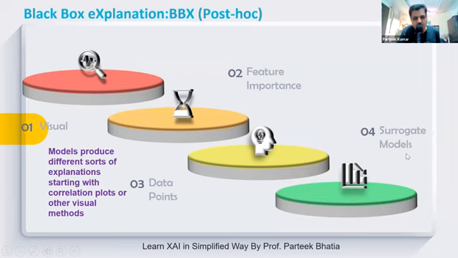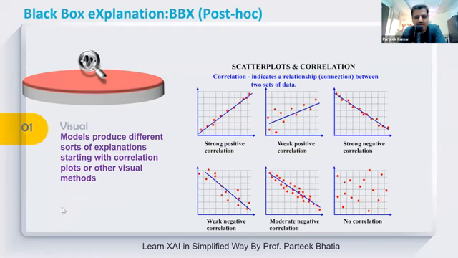So first is visual. What is visual? It's simple. It tries to provide some kind of correlation plots. It's just like exploratory data analysis, and it provides correlation plots to understand how our attributes visually interact with each other. In this, we create scatter plots and correlations using matplotlib and try to understand the correlation between different attributes. That correlation may be positive, it may be negative, some correlations may be strong, some may be weak, and sometimes we have no correlation between these attributes.